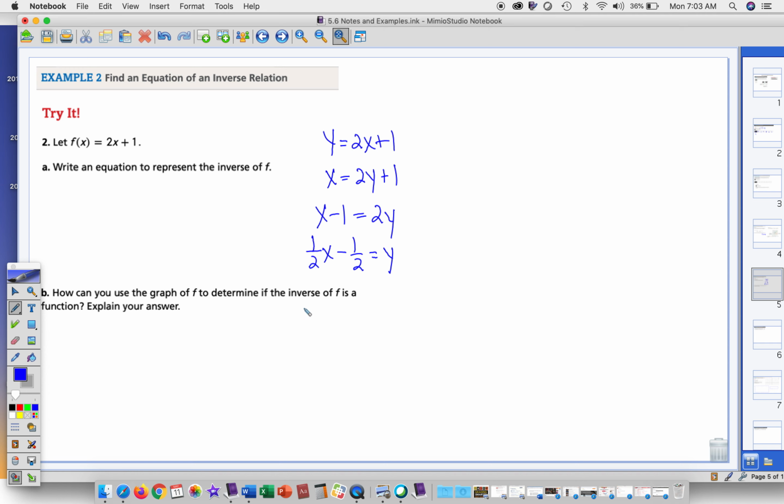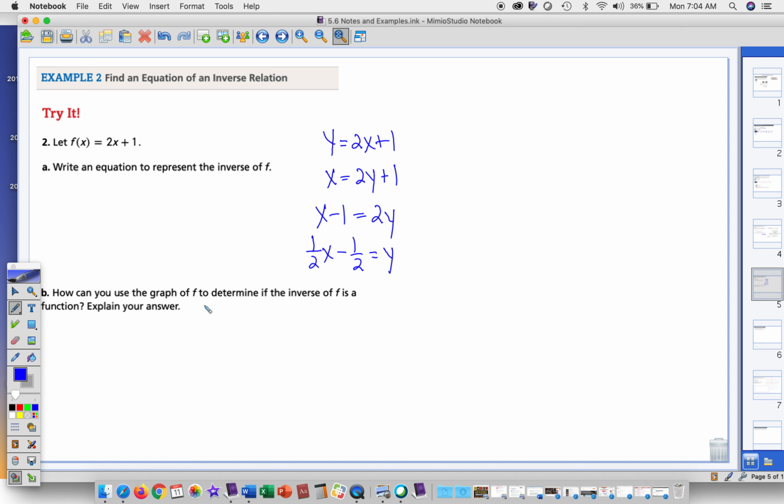So there's my equation. Okay, notice that the graph of f of x is 2x plus 1. That's a line, right? This is also a line. This is a line with a y-intercept of 1, a slope of 2. Here our y-intercept is negative 1/2. The slope is 1/2. Okay, so we should be able to picture what these lines look like. Neither one of them is a vertical line, so both of these lines would pass that vertical line test.